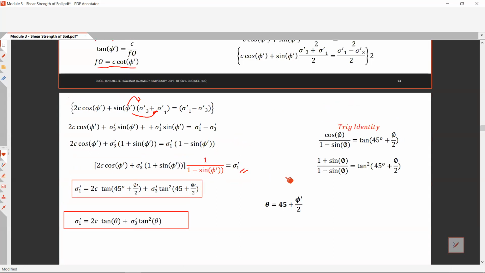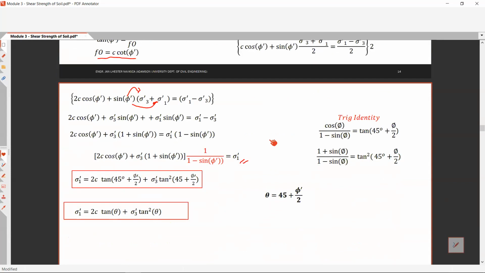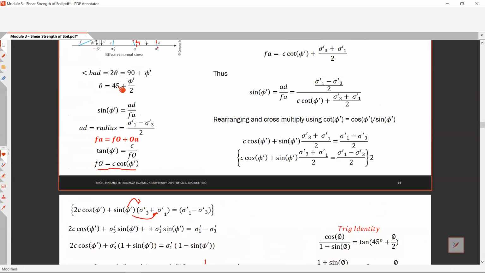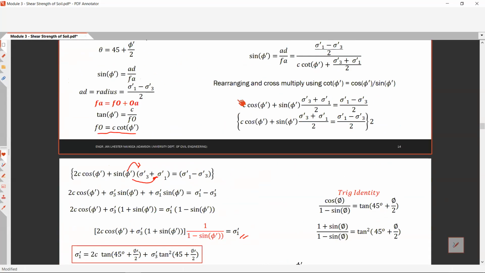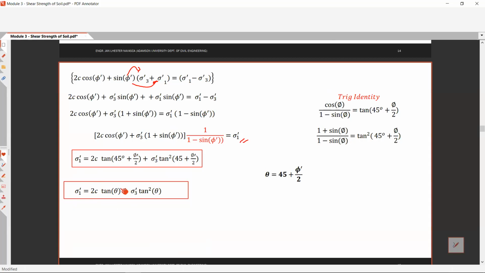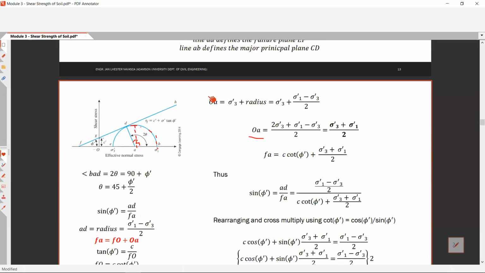Then going back to our value of theta, that is 45 plus phi prime over 2, this one. So we can say also that our sigma prime 1 is equals to 2C tangent theta plus sigma prime 3 tangent squared theta. So this is your formula for the sigma prime 1 and sigma prime 3. Okay, so you can use this formula as is, or pwede rin by using geometry, basic geometry.